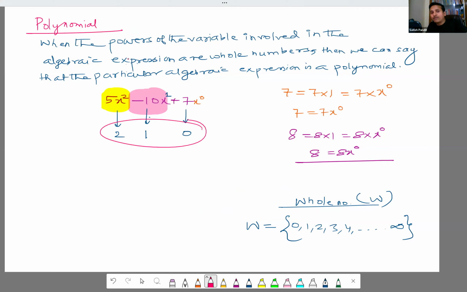So now, if you look at the powers of the variable involved in this expression, the powers are whole numbers: 0, 1, 2, all are whole numbers, right? That means this is a polynomial.